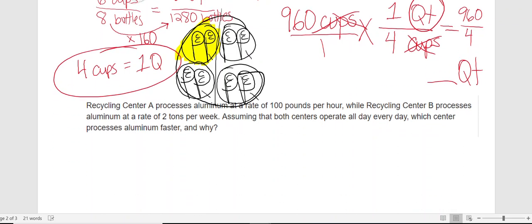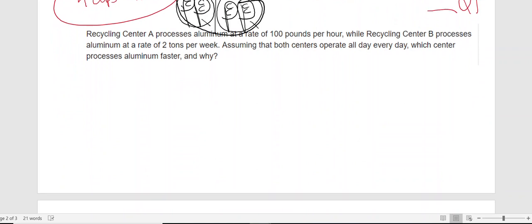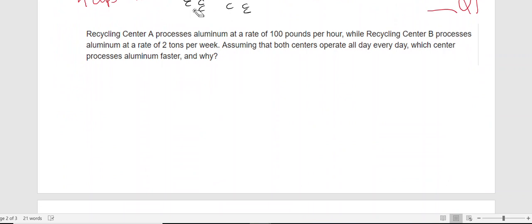All right, and one more example. This is quite the challenging problem. There's quite a few steps that go along with this problem as well. You just have to read these a couple times and know exactly what we're comparing. So when you read through this one, you see that Recycling Center A processes aluminum at a rate of 100 pounds per hour. So A is already a unit rate at 100 pounds per hour.